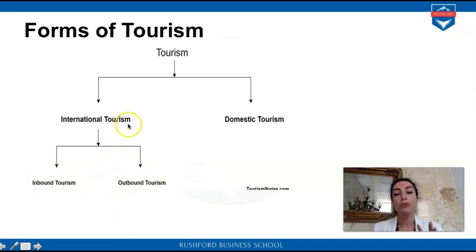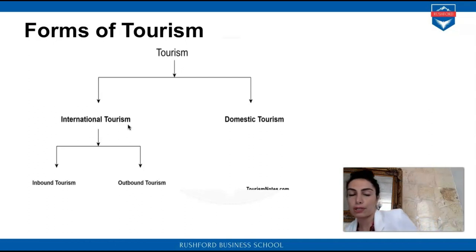International tourism is when a person leaves his own country and visits a different country. For example, if you are traveling from Paris to London, we call it international tourism. Why? Because I'm changing the country. I'm not staying in the same country and doing tourism from one city to another city. So we call this international tourism.